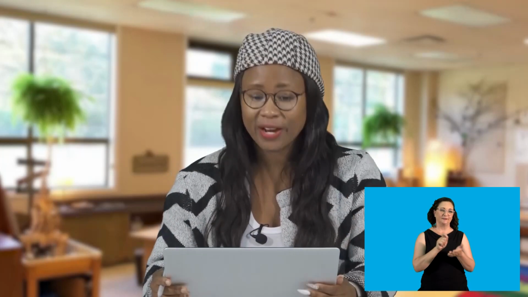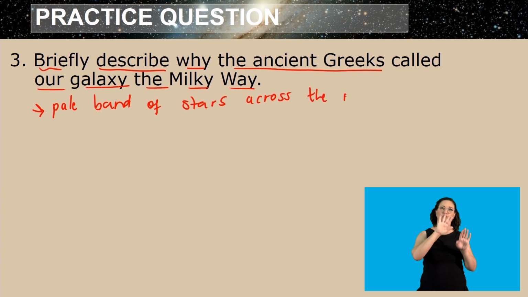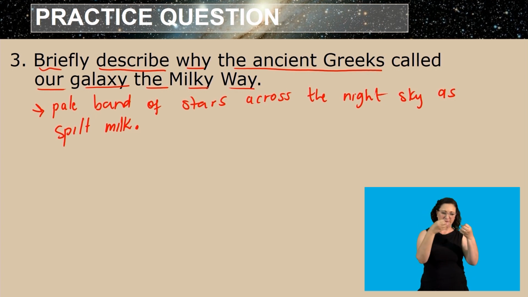All right, now let us write that down. We say that the pale band of stars across the night sky, they looked at it as what? As spilt milk. So when they were looking at it, they thought to themselves, no, this pale band looks like spilt milk. Therefore, we are going to call it Galaxias in Greek, which means milky.